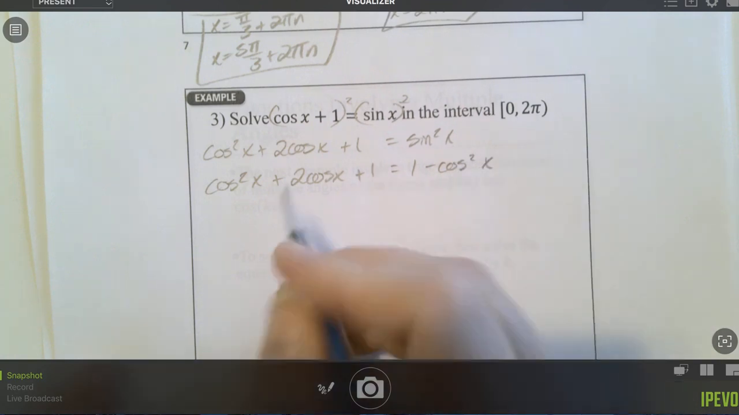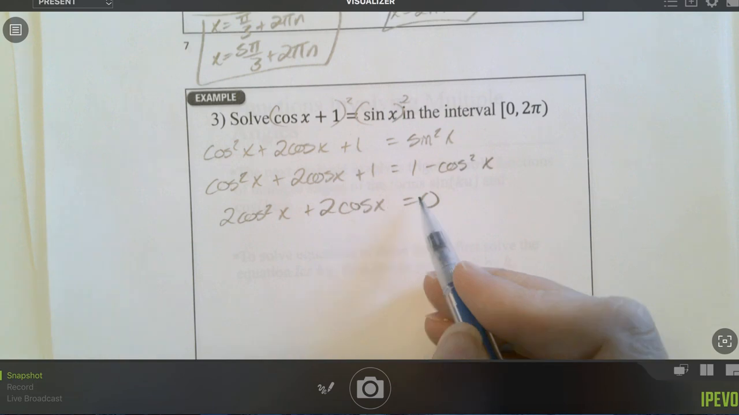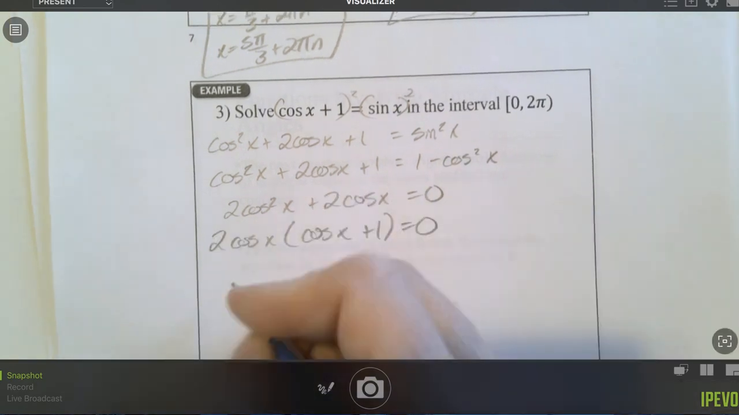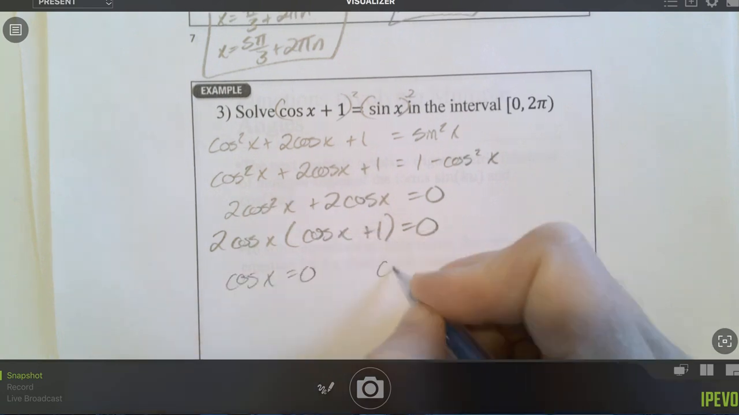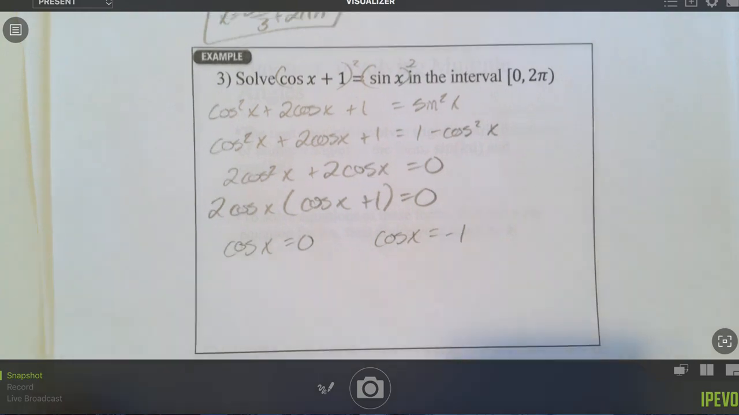And then when I collect my like terms and set it equal to 0, it's actually kind of nice because my constant term canceled. So I just need to factor out the greatest common factor and set each one equal to 0. Go ahead and divide by that 2, and go ahead and subtract the 1. And then, like we did before, we're going to want to go to our circle.